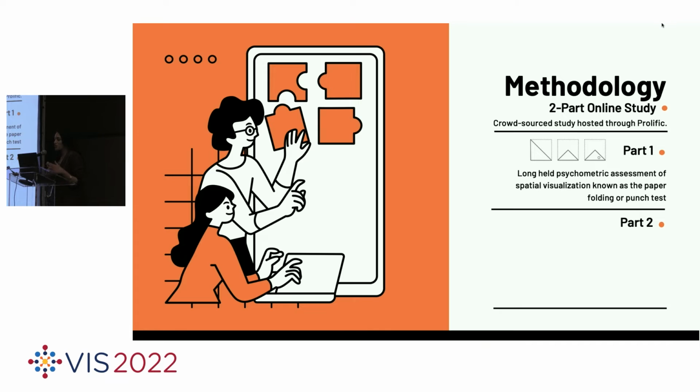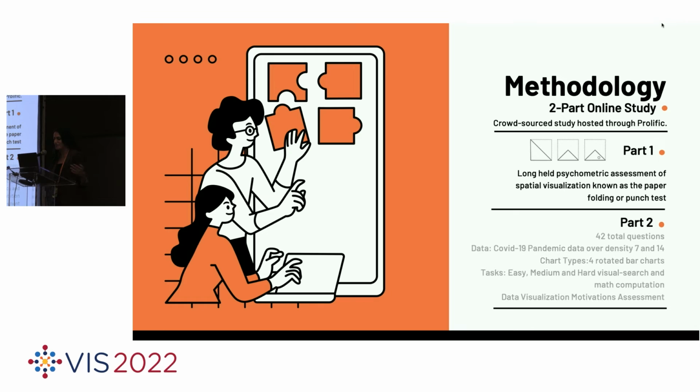And then for part 2, we were really inspired by COVID-19 dashboards that we saw with a lot of rotated charts. So we wanted to use charts and graphs that were familiar to the public to increase the impact of our design implications. So we came up with 42 total questions, and we ensured the questions systematically covered a range of cognitive load by altering over 2 densities, 4 chart types, 3 levels of task difficulty.